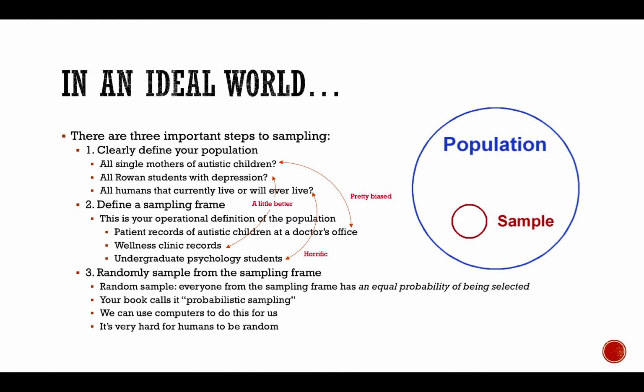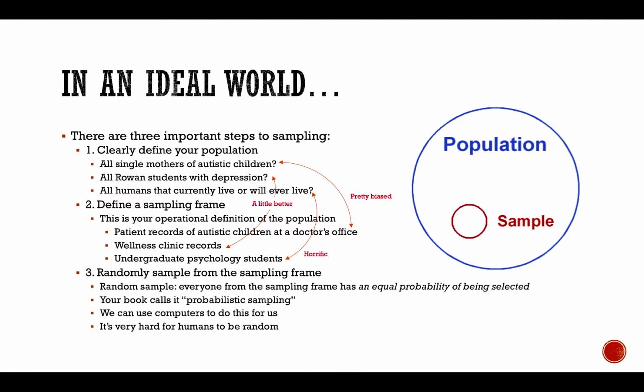Number 3, randomly sample from the sampling frame. A random sample means that everyone in the sample frame has an equal probability of being selected. Your book calls this probabilistic sampling, and we tend to use computers to do this, or we could use dice or anomalies in space. They actually do stuff like that. I don't remember how they do it, but you don't care, so I'm going to move on. Because it's very hard for humans to be random.